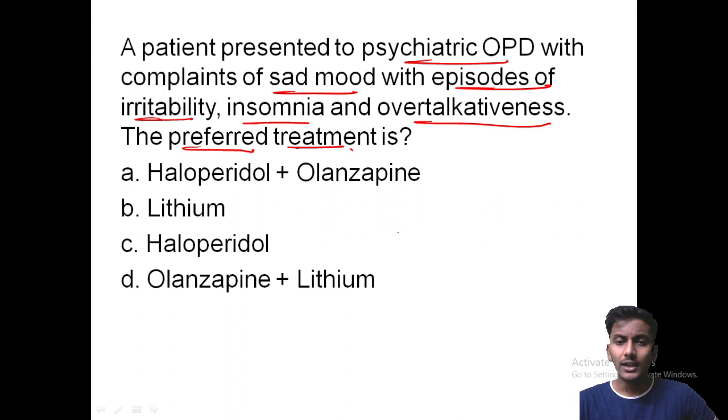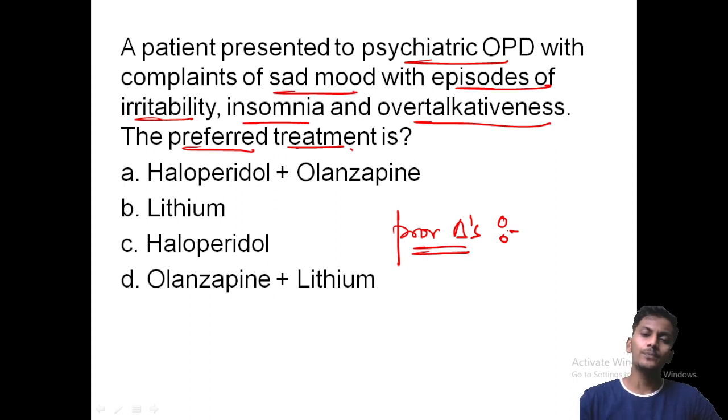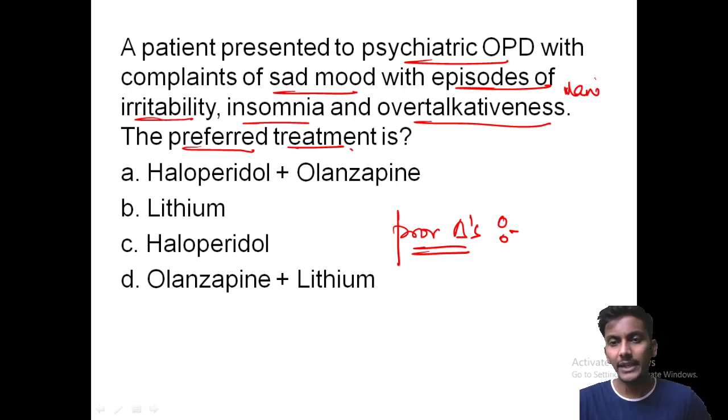So first of all, before starting treatment, we should know the provisional diagnosis. So what is the provisional diagnosis in this condition? A patient is complaining of sad mood. Okay, so there is a depressed mood. Second, there were episodes of irritability, insomnia and over-talkativeness. So episodes of irritability or elevated mood, insomnia or decreased need for sleep, and over-talkativeness. These are usually symptoms seen in which disorder? Yes, these are symptoms seen in cases of mania.